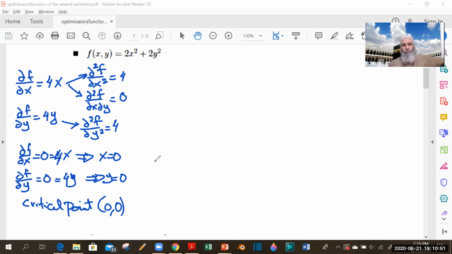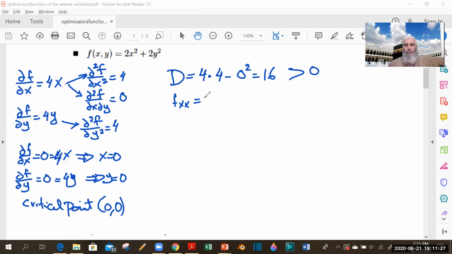Now, what is D? It's 4 multiply 4 minus 0 squared, which is 16. This is greater than 0. So it's either maximum or minimum, yes? Greater than 0, yes, maximum or minimum.